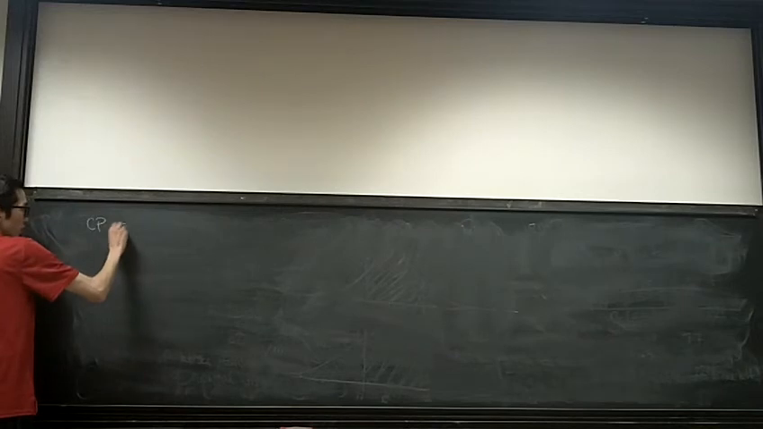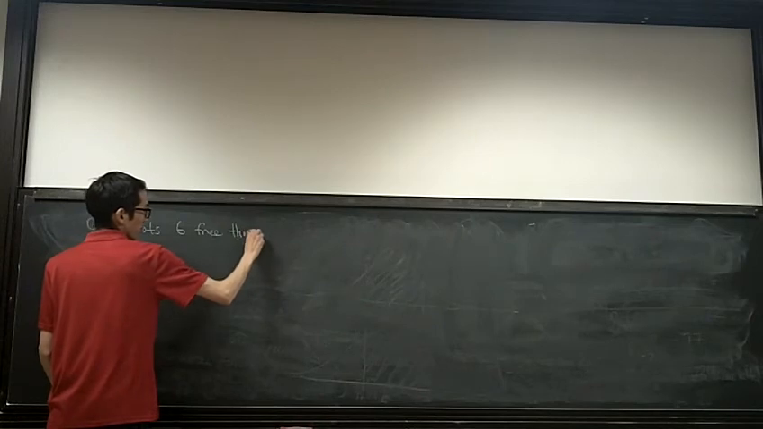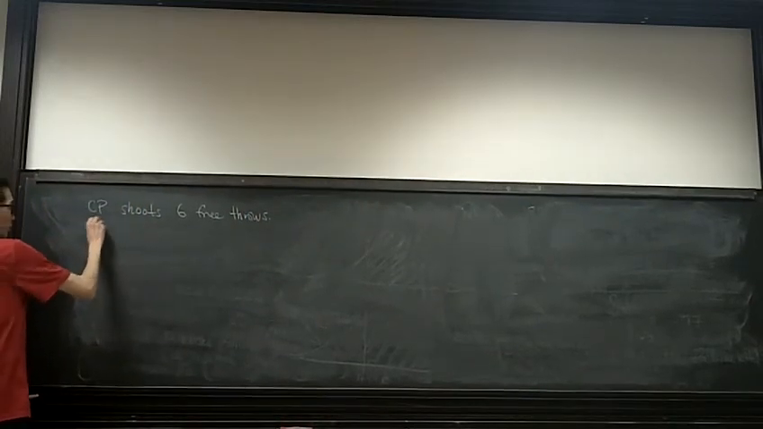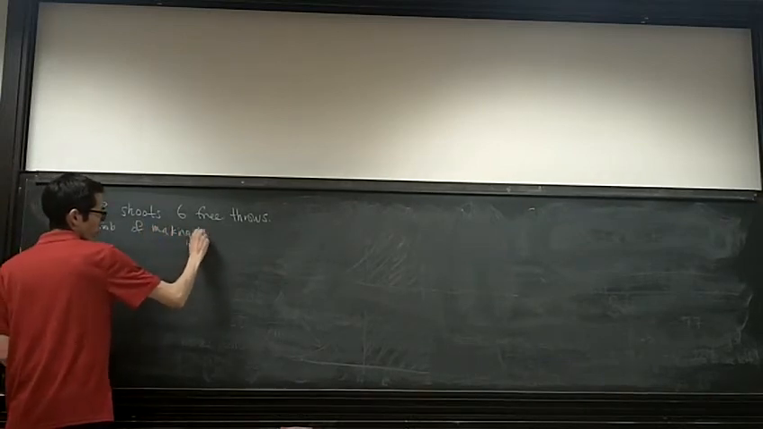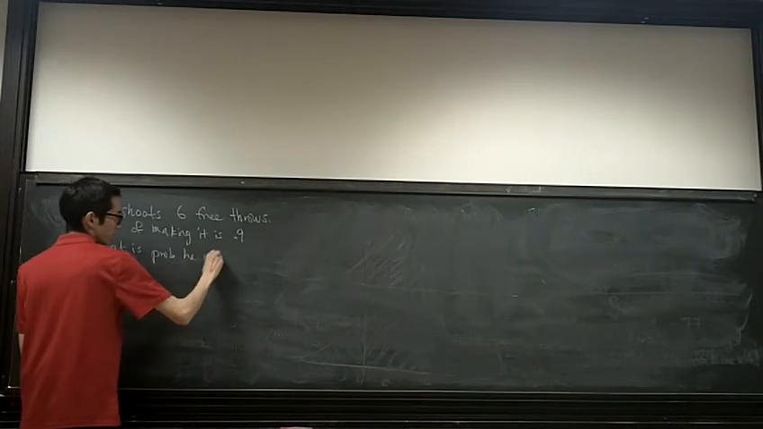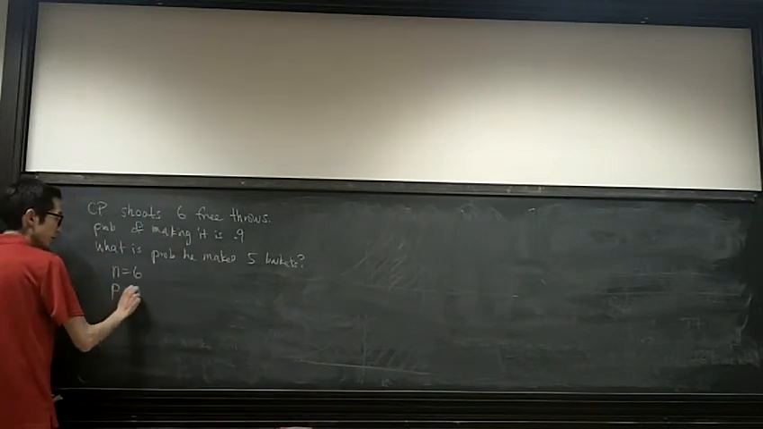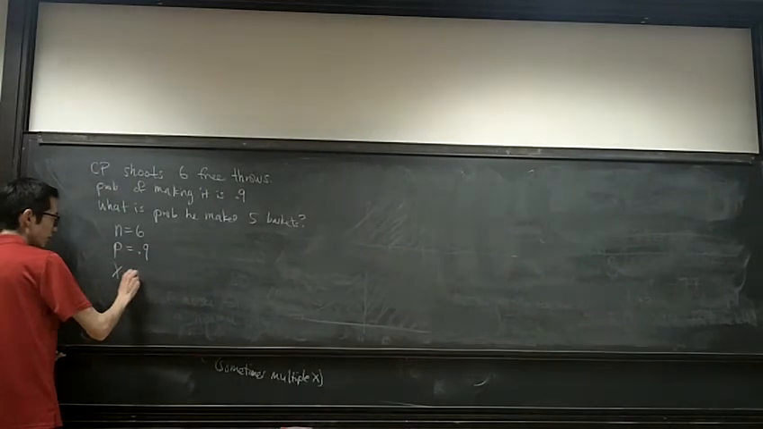In that situation, what are my N, P, and X? N is 6. He shoots 6 free throws. P is 0.9, the probability of making it. And what's the X? He makes 5 baskets. So in this case, I have n equals 6, p equal to 0.9, and x equal to 5.